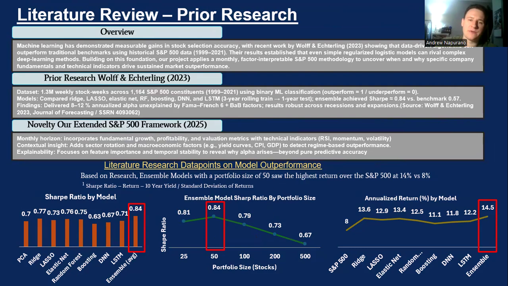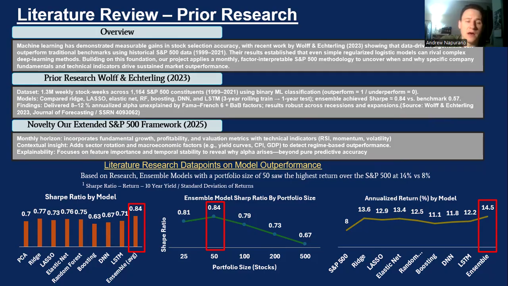And then my literature research, so an interesting paper I read by Wolf and Ercherling in 2023. They actually showed that machine learning models can outperform the market benchmark. Their time period in particular was 1999 to 2021. And if we look at the bottom charts, they're actually able to outperform using ensemble models and an average of their performance. So, boosting, random forest, decision tree models, they outperform by 6%. So 14% on their model and then 8% on the S&P. So 6% difference. So that's pretty substantial. And they had good results.